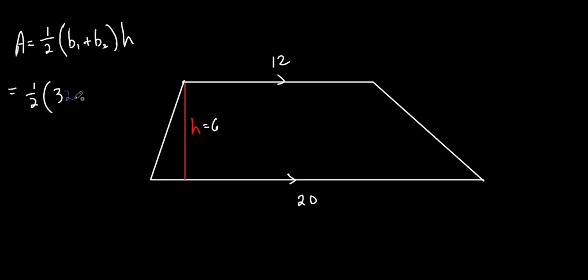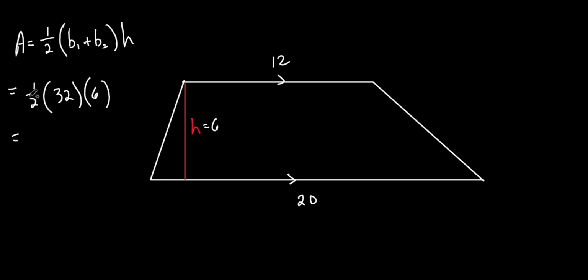32. Good. If you want to use a calculator, it's fine, but you should be able to add that up in your head. Times H, which is what? 6. Okay? Now, you could go 32 times 6. I don't know how to do that in my head. Maybe if I thought about it for a few minutes, but you could use a calculator.